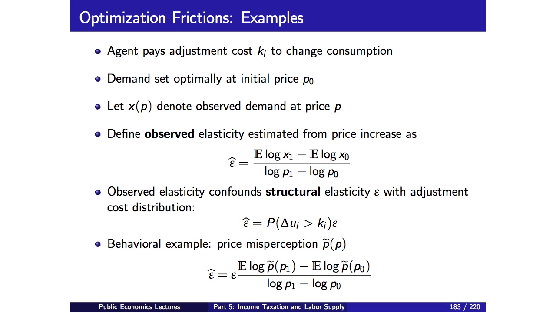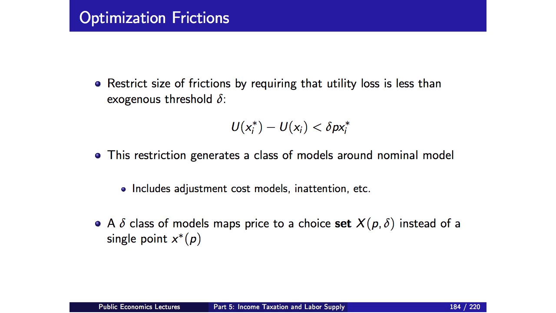So the question is, how do you go from estimates of epsilon hat, which is what we're able to identify in the data typically, to the epsilon parameter that might control behavior in the long run, because these kinds of frictions like adjustment costs and attention perhaps become less relevant in the long run. Okay? So the way I make progress on that in this paper, and I think it helps you think about what frictions do more generally, is restrict the size of frictions in a specific way by requiring that the utility loss is less than some exogenously specified threshold.